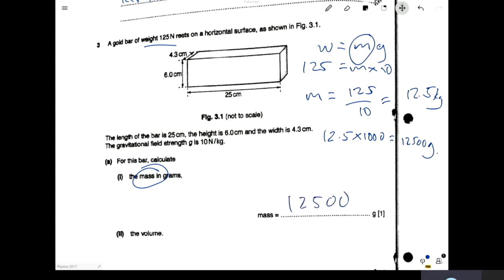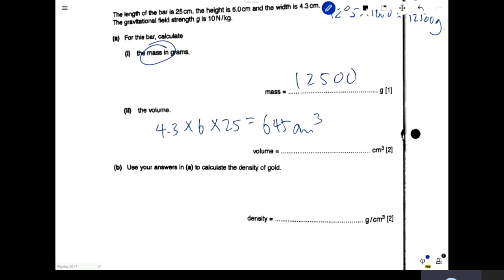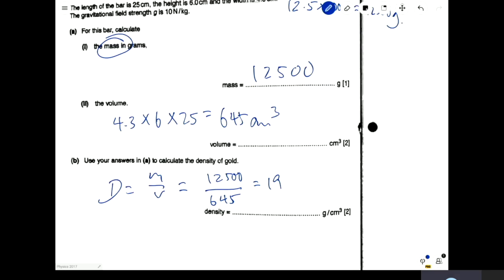Is that right? Okay, volume, length times breadth times height. So 4.3 times 6 times 25. That would be 645 cm cube. Next. Use your answer to find the density. So density equals mass over volume. So the mass is 12500 divided by volume of 645. That's 19. Oh, giveaway marks. 5 marks free.